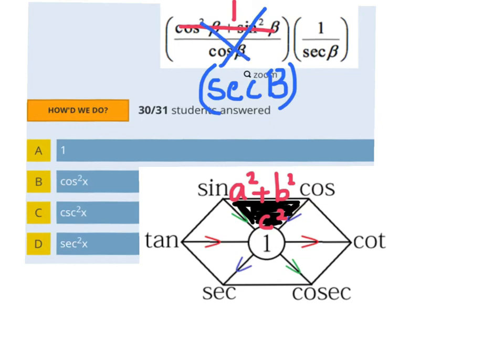So now let's look at this part. What's 1 over secant? 1 over secant is another diagonal. It's cosine. So we'll change that to cosine. And if we multiply them together, cosine and secant multiply to be 1.